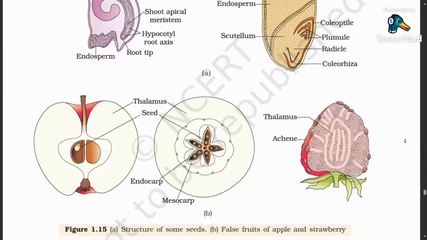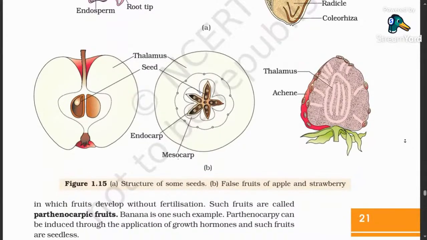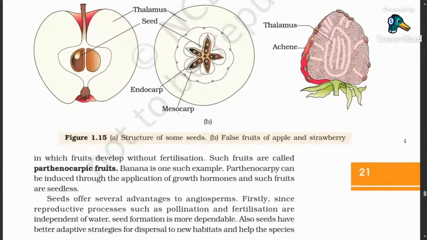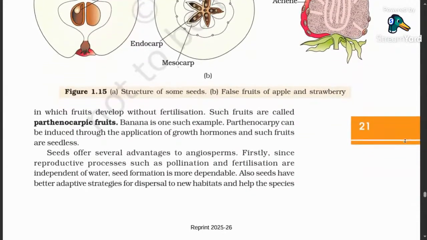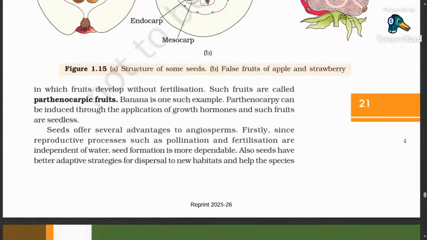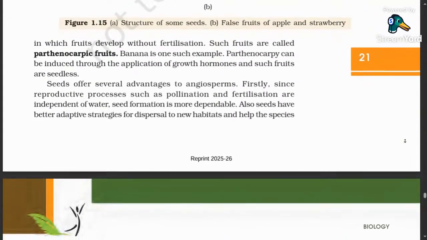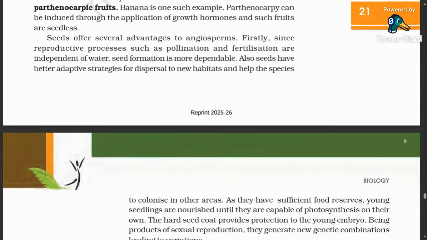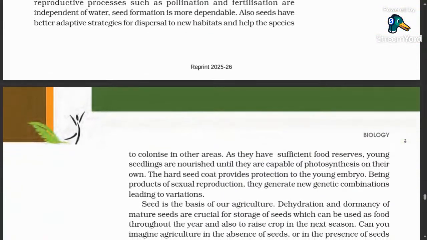Firstly, since reproductive processes such as pollination and fertilization are independent of water, seed formation is more dependable. Also, seeds have better adapted strategies for dispersal to new habitats and help these species to colonize other areas. As they have sufficient food reserves, young seedlings are nourished until they are capable of photosynthesis on their own. The hard seed coat provides protection to the young embryo. Being products of sexual reproduction, they generate new genetic combinations leading to variations.